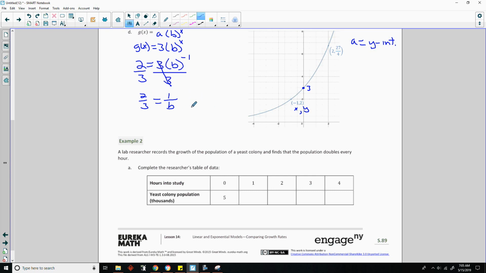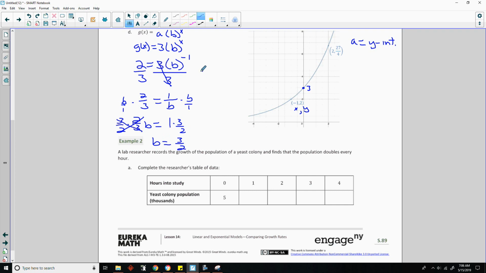Okay? So, in order to get b out of the denominator, I have to multiply both sides by b over 1, if you will. And if I do that, I get 2/3 b equals 1. And then to get the 2/3 out of there, I have to multiply both sides by 3/2. So 2 cancels a 2, 3 cancels a 3, or you could think of it as 3 times 2 is 6 over 6, which is 1b. So b equals 1 times 3/2, or simply 3/2.